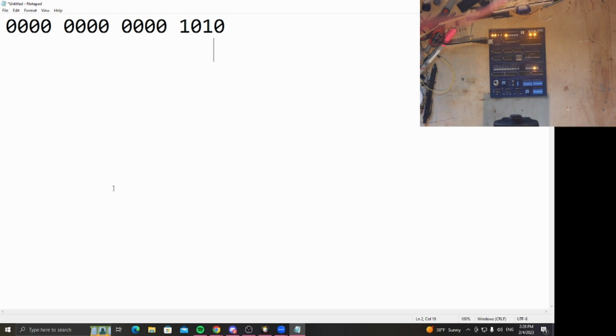Binary 10, and hex 10. Binary 11, and hex 11. Binary 12, and hex 12. Binary 13, and hex 13. Binary 14, and hex 14. Binary 15, and hex 15.